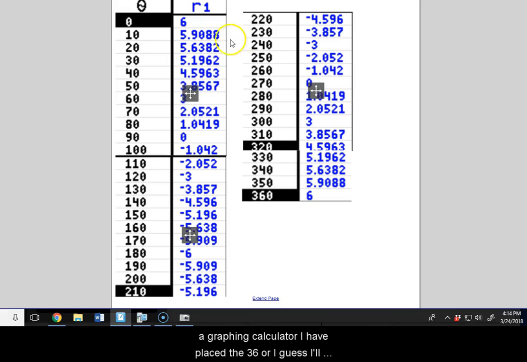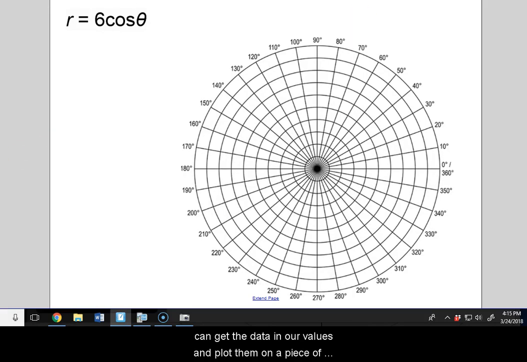If you're without a graphing calculator, I have placed the 36, or I guess it'll be 37 points in this screen so that you can copy down, you don't have to copy down the table, but you can get the theta and r values and plot them on a piece of polar graphing paper so that you can produce that graph. Okay, so pause the recording, plot all 37 of those points, play the recording when you're ready. I would recommend a colored pencil or colored pen when doing so.